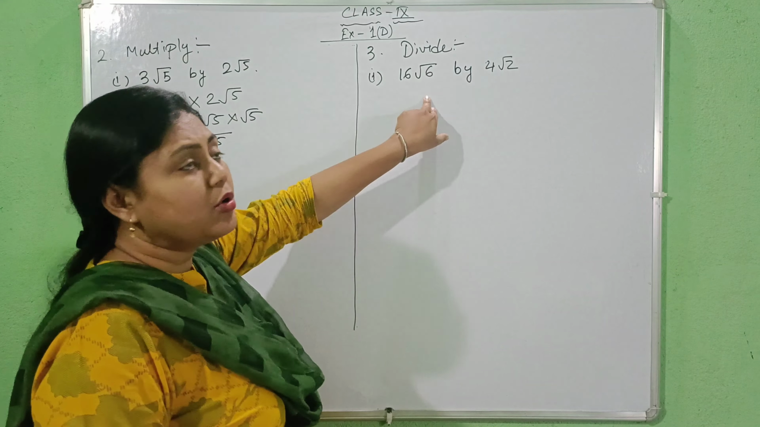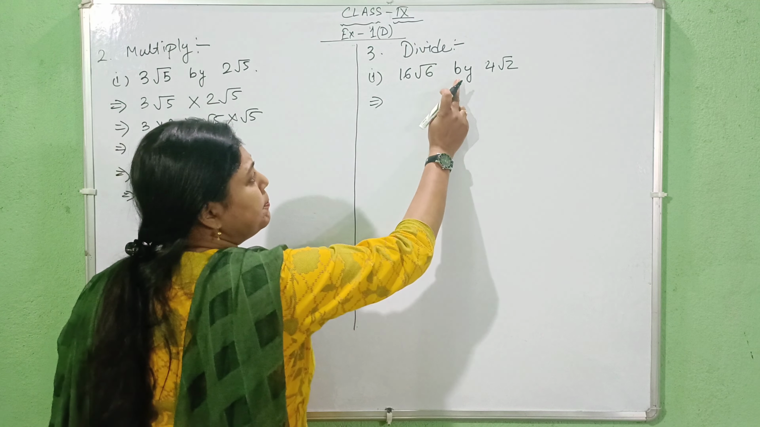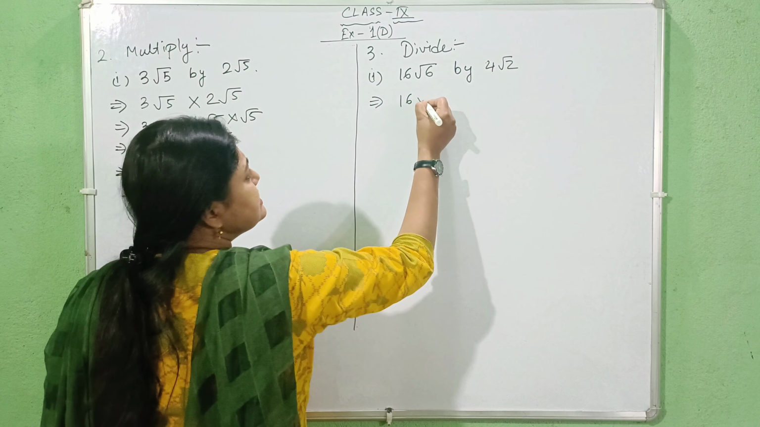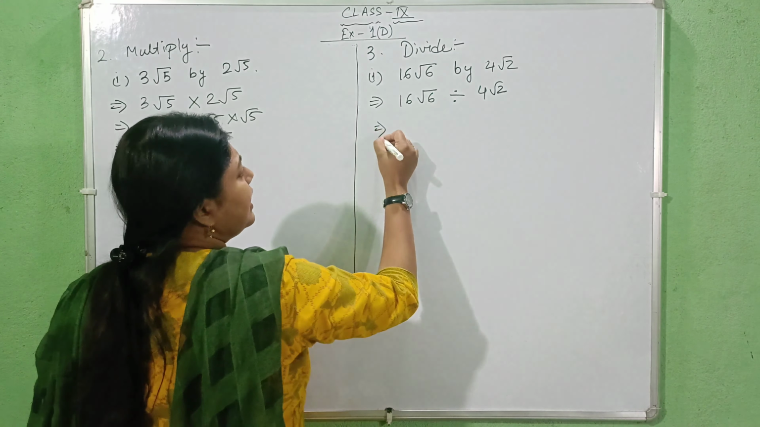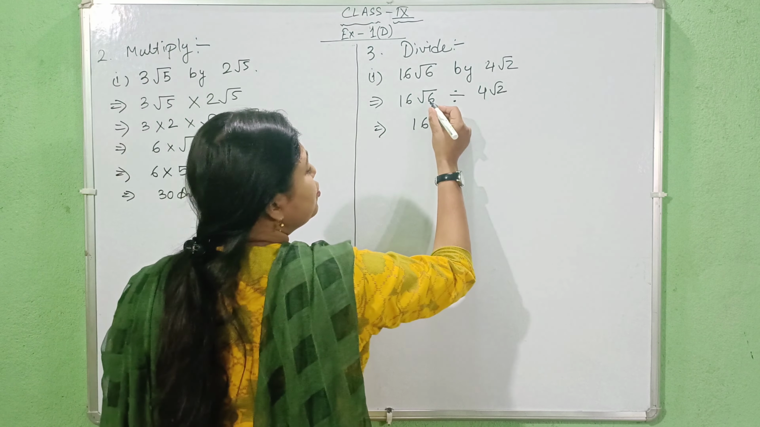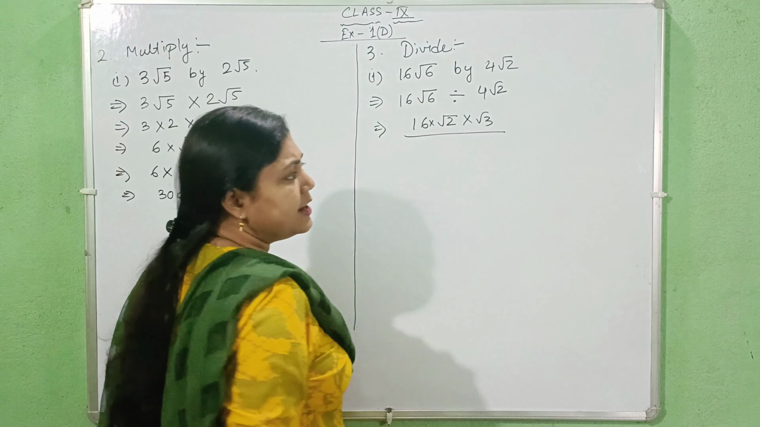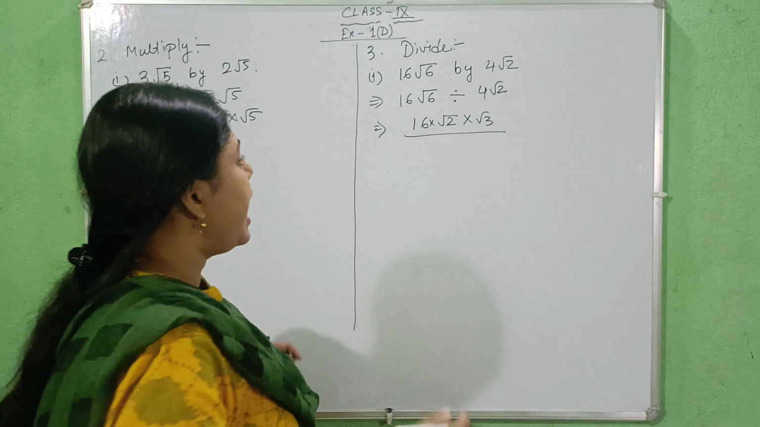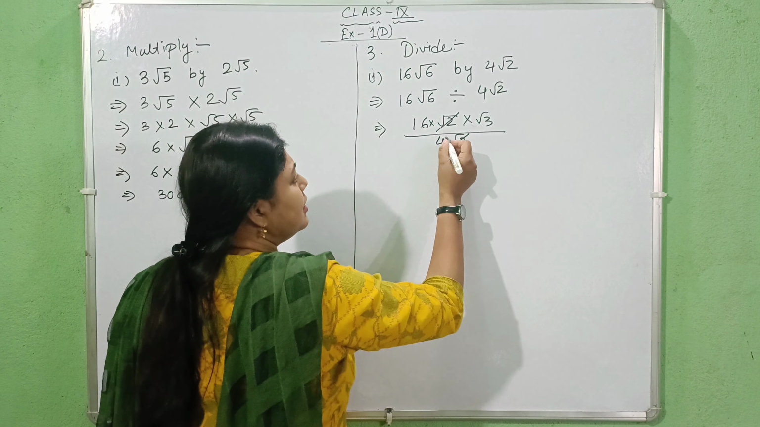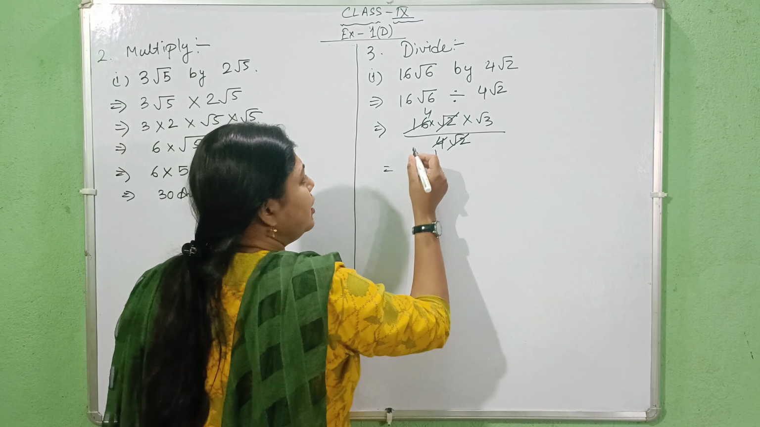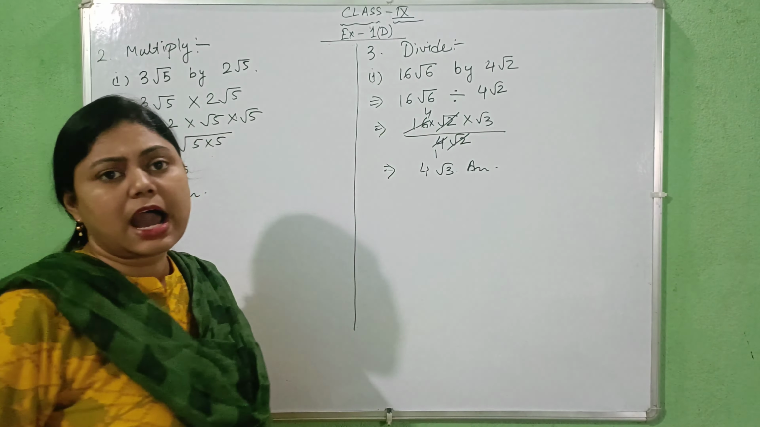And now let's have a look at the second sum, that is divide. So here we are going to replace the word by with the division sign, meaning 16 root 6 divided by 4 root 2. So how can you write it? 16. In case of root 6, we can write root 2 into root 3. That is already given by the sum results part. 4 4s are 16. So what is your answer? 4 root 3. This is your answer.